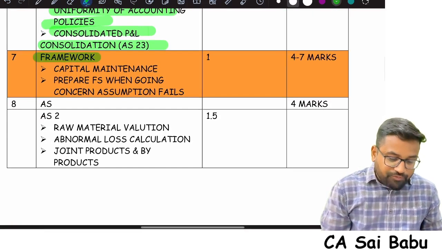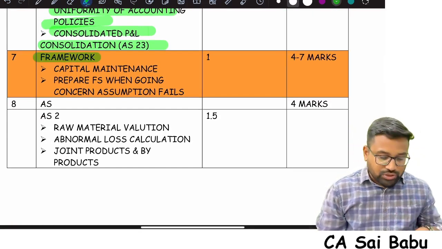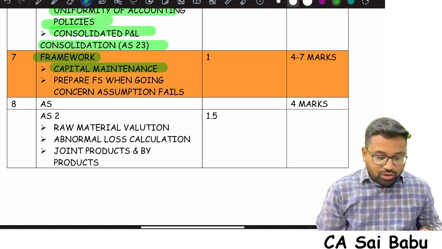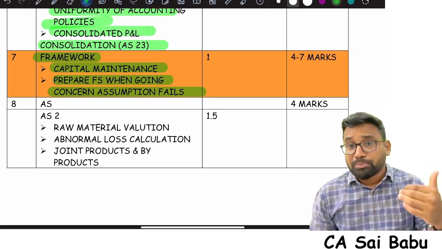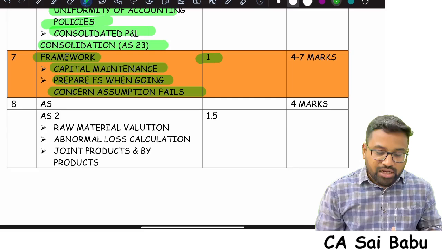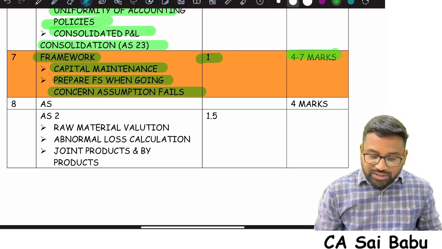Next, there is a chapter called framework. In the framework, focus on the capital maintenance topic. And also, there is one question: when the going concern assumption fails, how are you going to prepare the financial statements of a company? 1 hour is what you need to spend. 4 to 7 marks you can get.